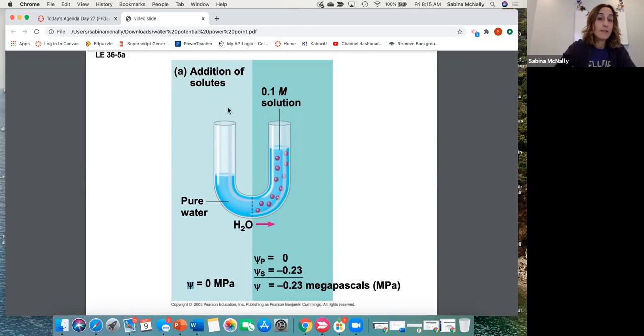We good with that? This is an open container. There's no pressure on it. Because of the formula, negative iCRT, there's zero. This is zero molarity, so everything times zero is zero. So that's why water potential is zero.